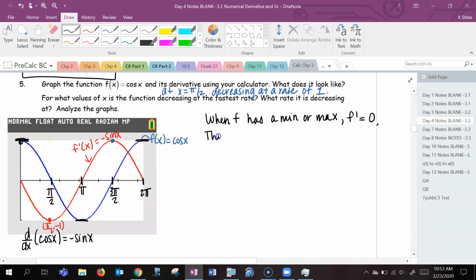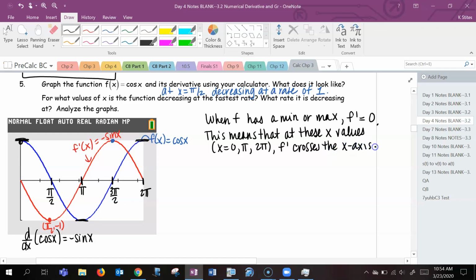This means that at these x values, and in this case that's x equals 0, x equals pi, and x equals 2 pi, f prime crosses the x-axis. Okay, or you could say has x-intercepts, and you can see that that's true. Okay, the slope is 0, x-intercept. The slope is 0, x-intercept. The slope is 0, x-intercept.